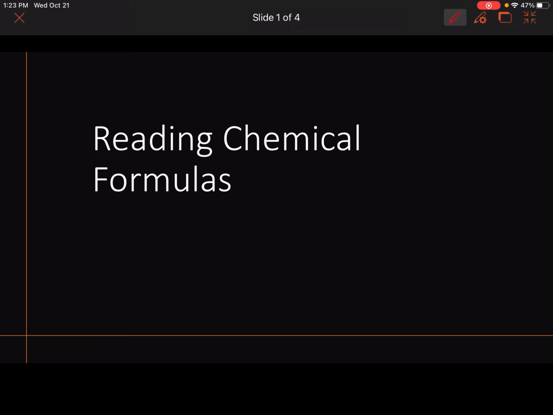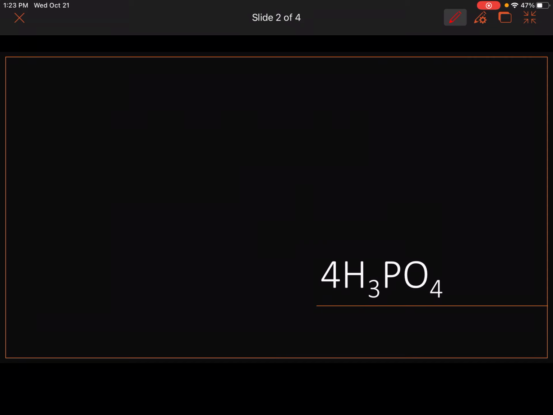It's on reading chemical formulas, so it's just to make sure that you're doing everything correctly this way. We've kind of touched on a few of these things in class, but this is just to make it more formal for you. So this would be lesson 2.8, reading chemical formulas.